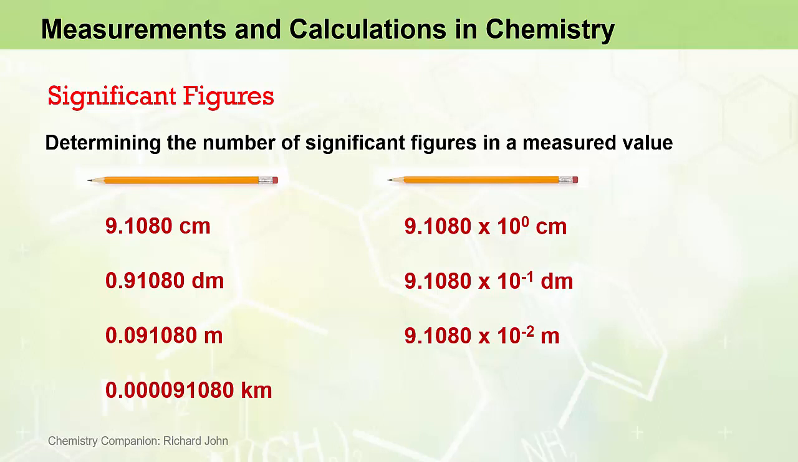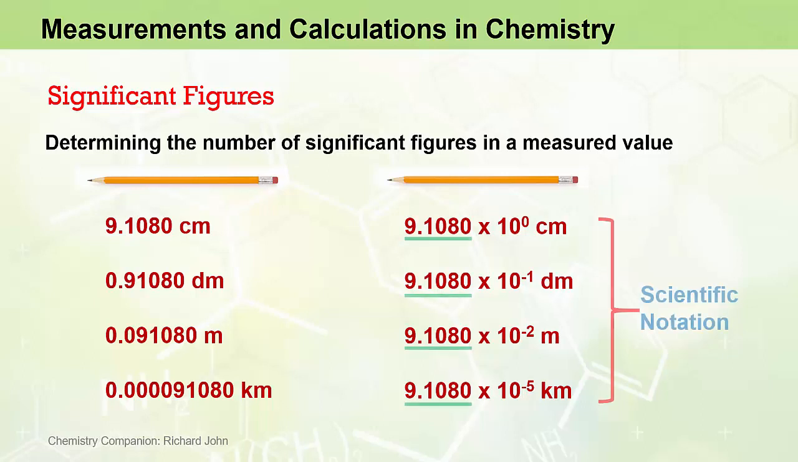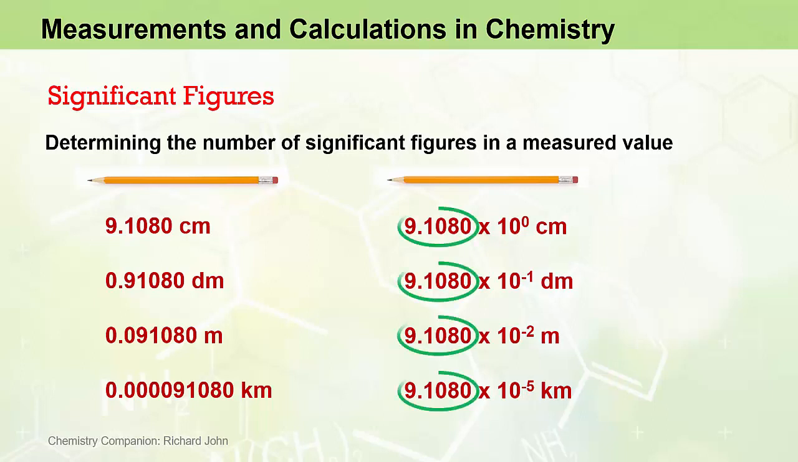And 0.000091080 kilometers is best expressed as 9.1080 times 10 to the minus 5 kilometers. Again, all are written in scientific notation, all with the same coefficient, and all those values have 5 significant figures.